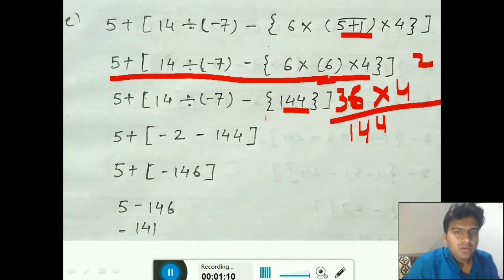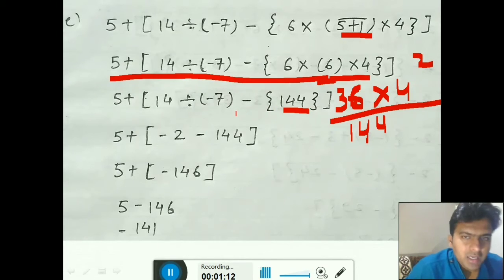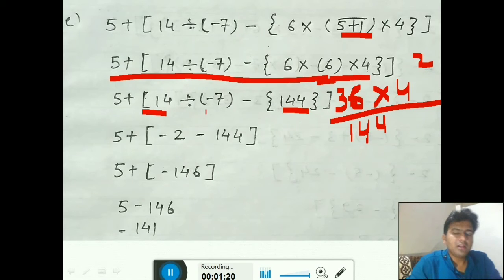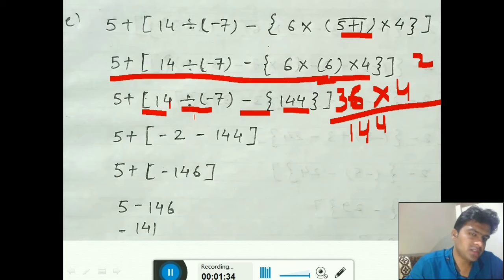Now no other number is inside the curly bracket. So which bracket do we have to solve now? We have to solve the square bracket. Inside the square bracket we will follow the same BODMAS rule. According to the BODMAS rule, here the divide and the minus are written. So first we will solve divide.